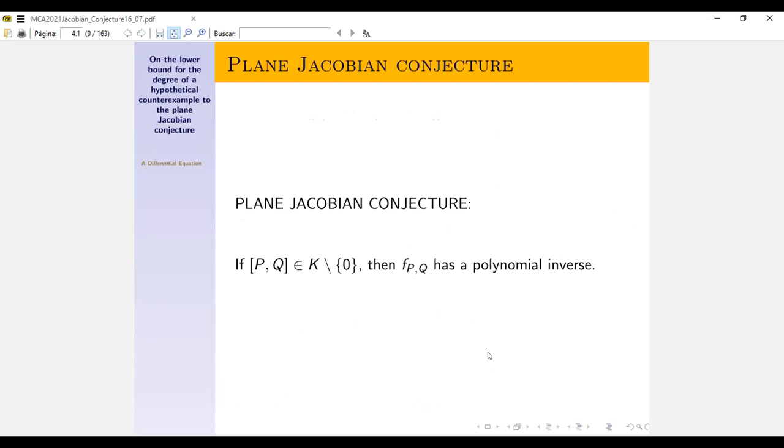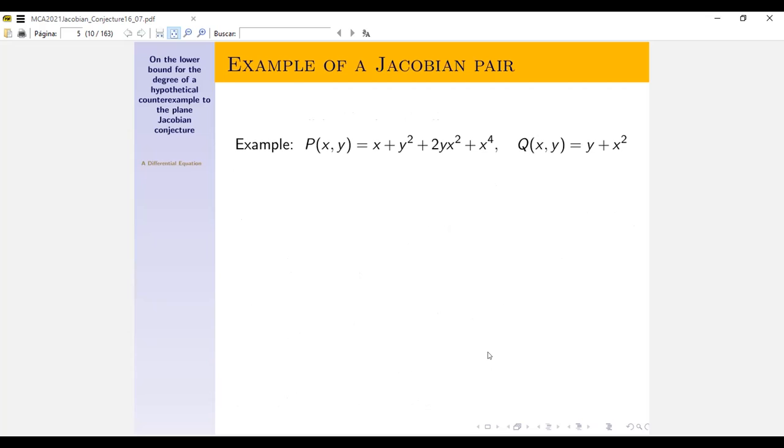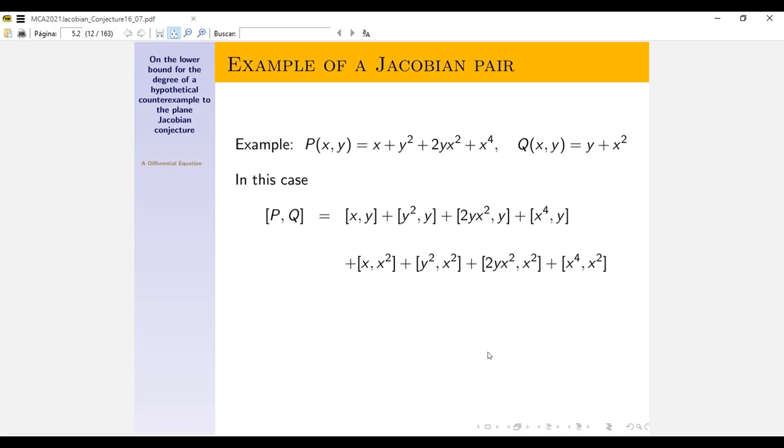So this is known. This is the conjecture, the converse: if the Jacobian is a constant, then it is a polynomial inverse. This is very basic stuff, and we'll take an example. We take these two polynomials and compute their Jacobian, which is linear in each variable. These are eight terms, but the terms with y squared, x squared, and x to the fourth times x squared are zero. So we get only five terms, and they cancel each other, and the Jacobian is one. So according to the Jacobian conjecture, we must have an inverse.